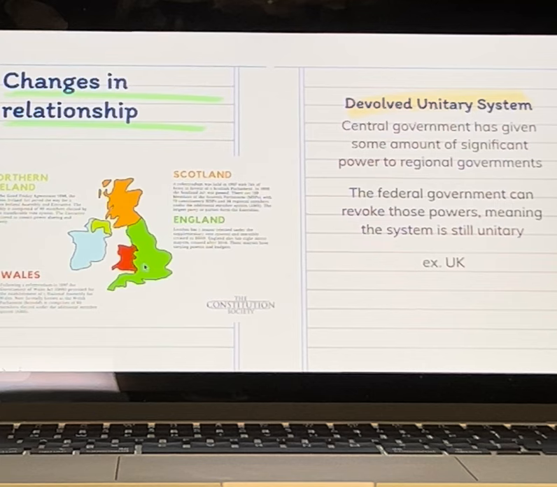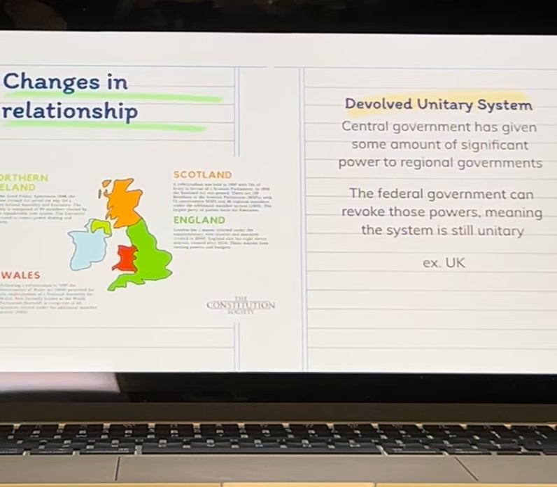It's still the United Kingdom, and it's still a unitary system because at any point the United Kingdom government can take back that power, and there's nothing they can do about it because there's no checks and balances. There's nothing the local governments can do because it's not like it says anywhere that they legally have that power.